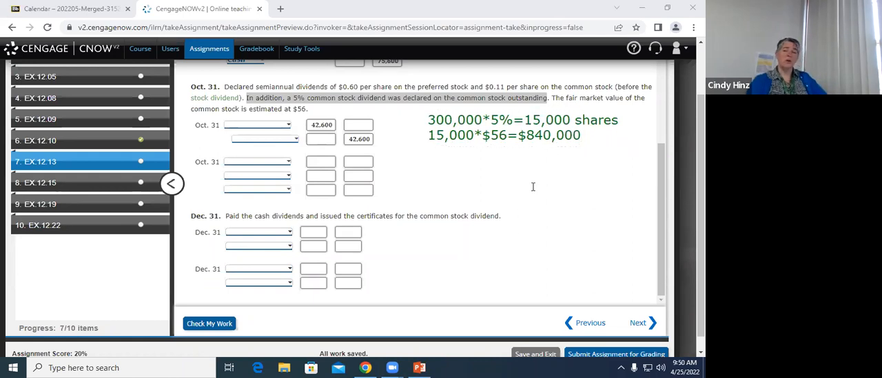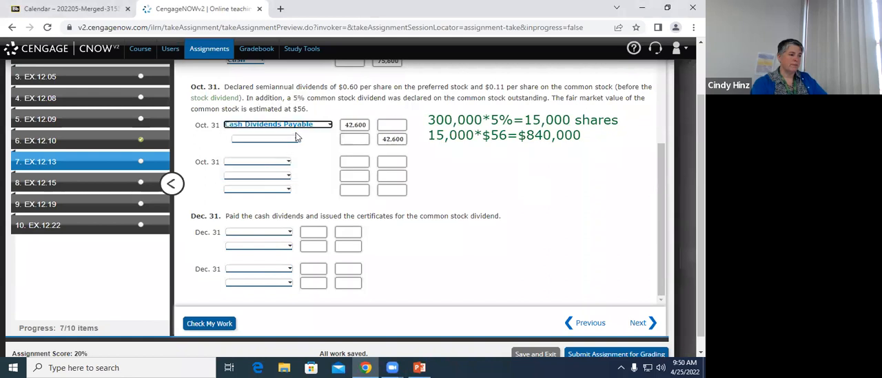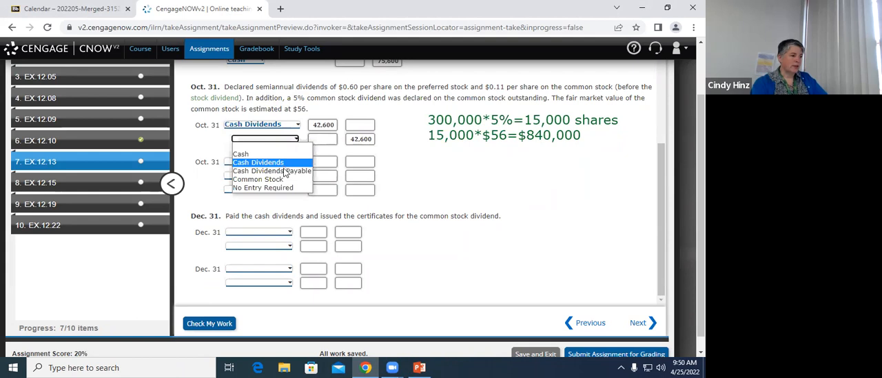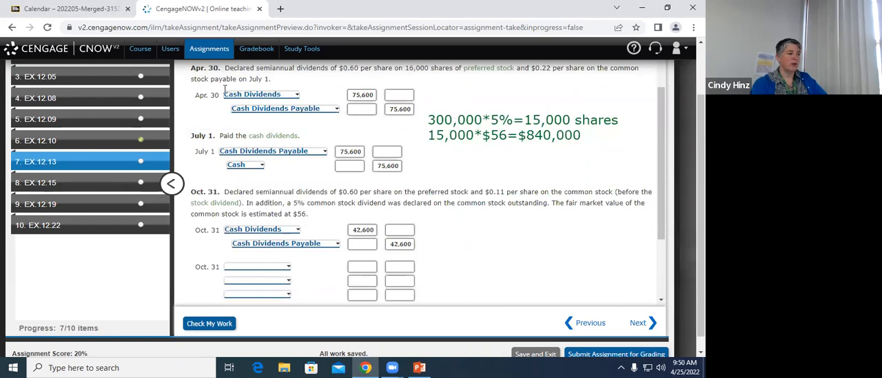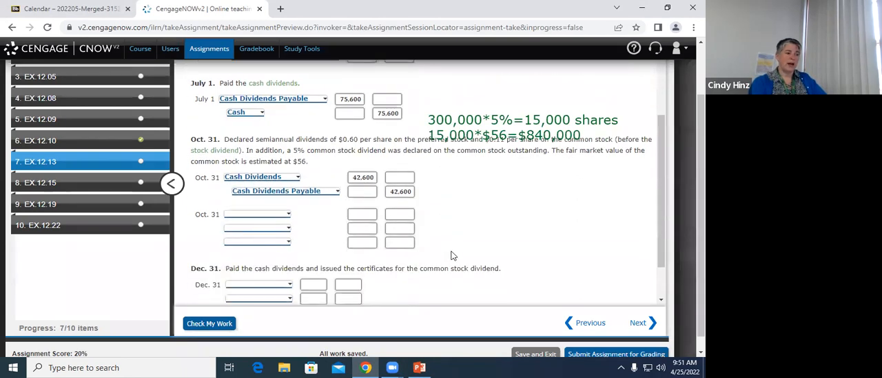And so the value that we are going to use to record this dividend is $840,000. So we need to put in the accounts for October 31st. Those accounts are going to mirror what we did back here on April 30th when the last cash dividend was declared. We report the value or the cost of that. That's going to come out of retained earnings. And we set up the liability. Now we have to pay for it.